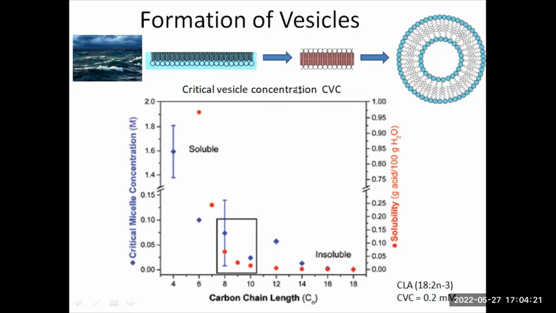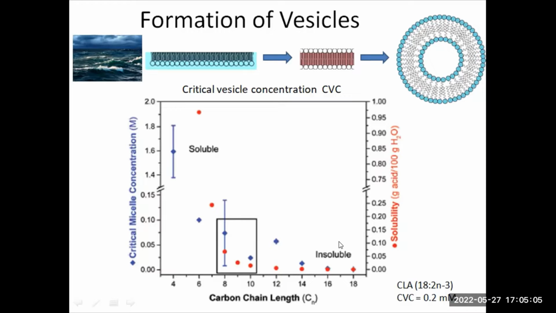So one of them is the critical vesicle concentration to produce this double layer. And we see that this is a graph of the critical vesicle concentration as a function of carbon chain length, the number of carbon atoms in the chain. And we see that the smaller chains require a much greater concentration. So there's a separation in this graph here because the very small fatty acids require a much higher concentration in order to form these vesicles. And as you go to longer chains, that concentration decreases very rapidly.